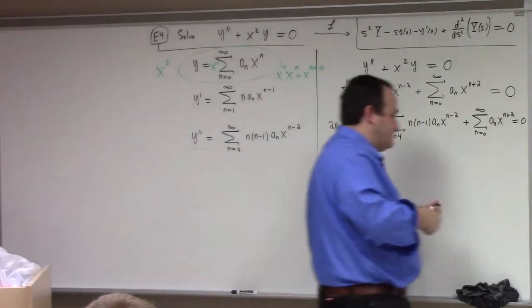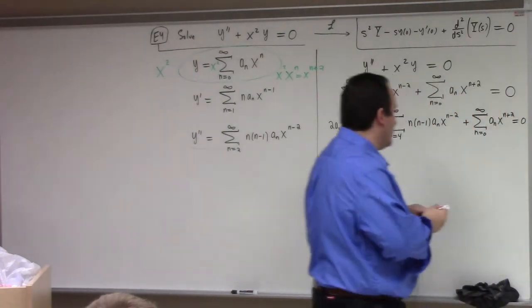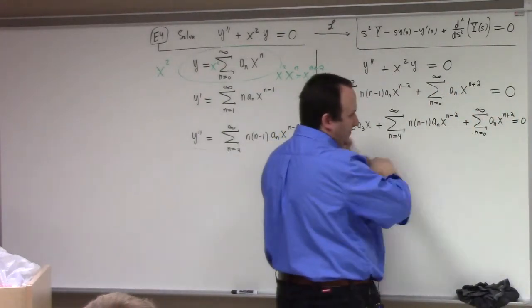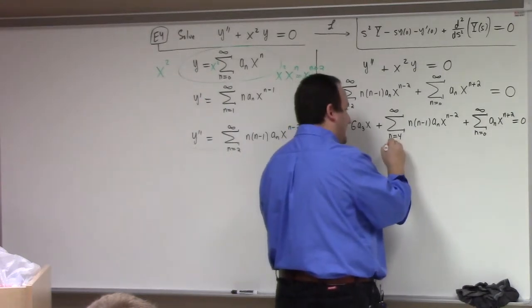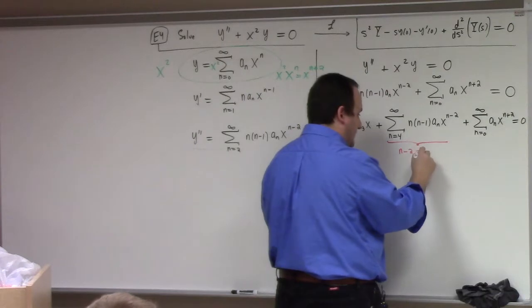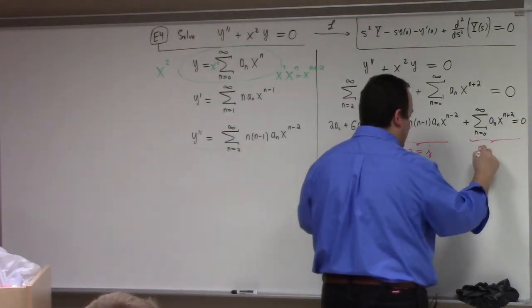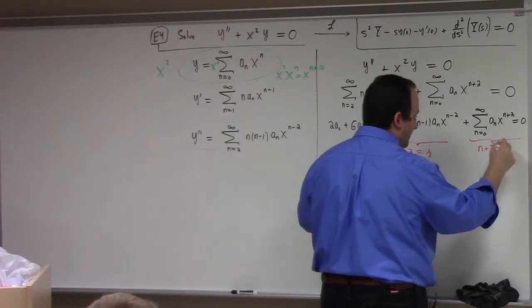And for this one, I mean, you could convert one to the other, but I'll just convert them both to something that's different. So I'm going to let n minus 2 equal to j. And over here, I'm going to let n plus 2 equal to j.